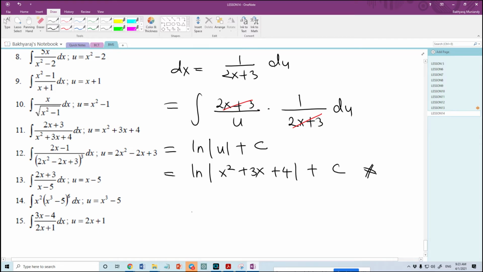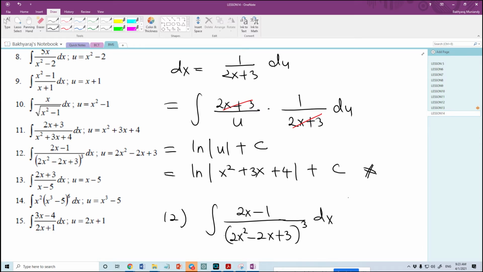Okay, number 12. Integrate (2x minus 1) over (2x squared minus 2x plus 3) cubed dx. Okay, it looks very complicated, but actually you can do it easily. What you need is just the idea of the u substitution. It looks complicated, but actually it is very easy to go.